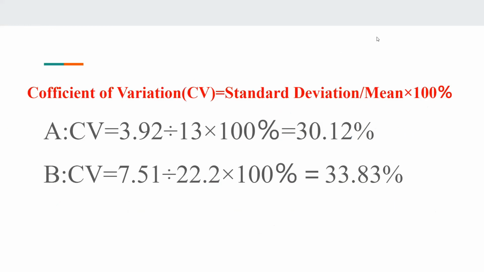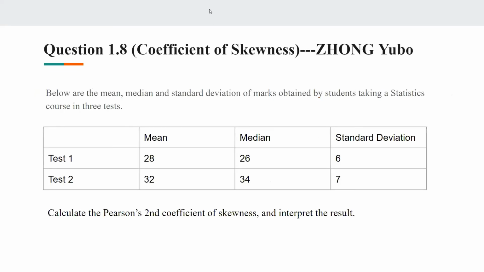In the end, because the coefficient of variation is equal to standard deviation divided by mean times 100%, the coefficient of variation of Team A is 30.12%. The coefficient of variation of Team B is 33.83%. That's all.